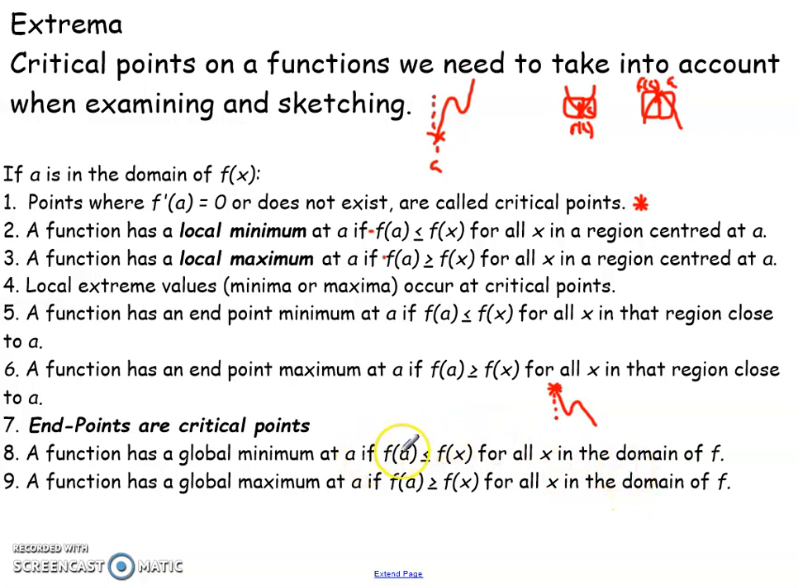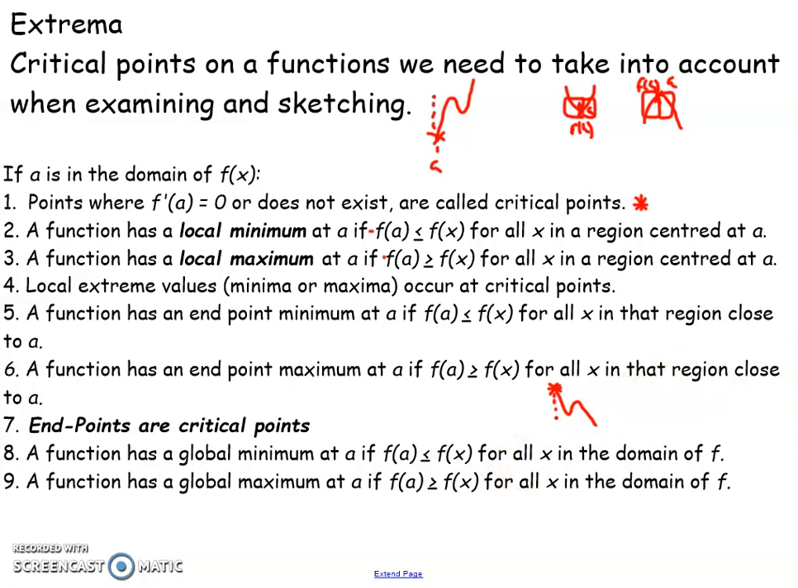So at the point A, if f of a is less than or equal to f of x for every single x within the domain of f, it is called the global minima. Similarly, if f of a is bigger than or equal to every single value of f of x for the x in the domain of f, it is called the global maximum because there's no other point bigger than it within that region. So we have to remember the difference between local and global. Global throughout the whole thing, local at an immediate point there.